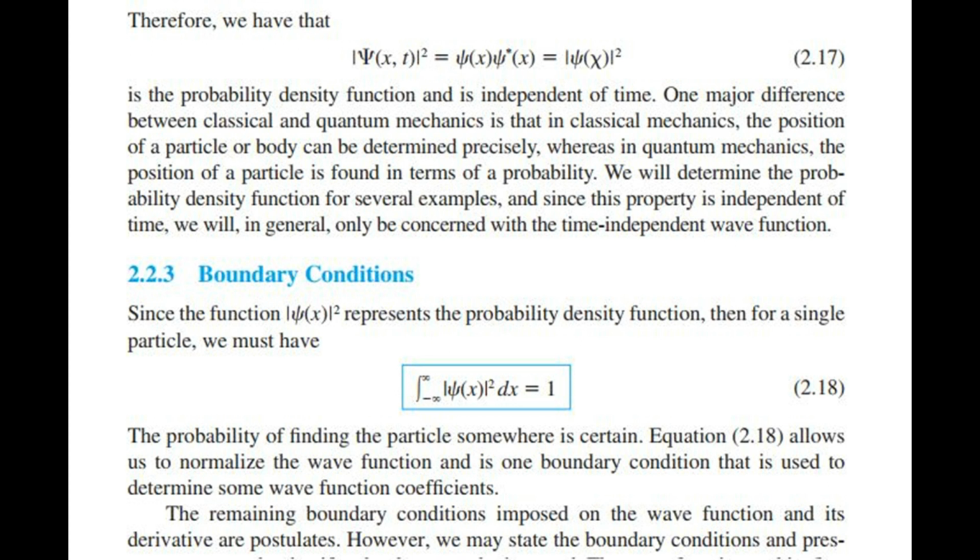Boundary conditions. Since the function |ψ(x)|² represents the probability density function, then for a single particle, we must have the probability of finding the particle somewhere is certain.